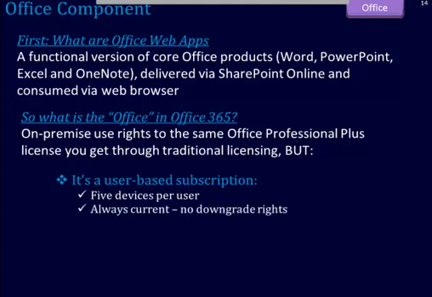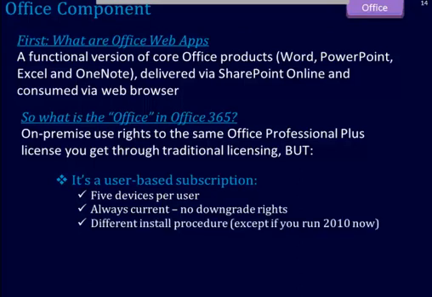It is always current. There are no downgrade rights. So when Office 2013 comes out, all those installations of Office will have to be upgraded to Office 2013, et cetera. It's not like before, where you could sit on an older version until you're ready to upgrade. Those are the rights you have for the Office license you get with Office 365. They don't have downgrade rights.